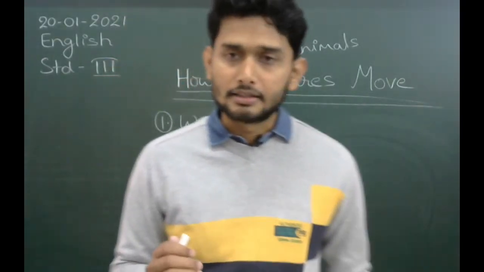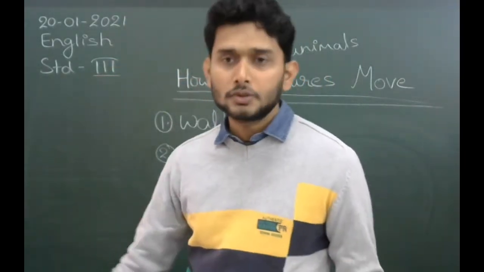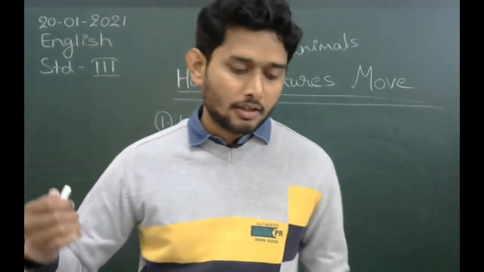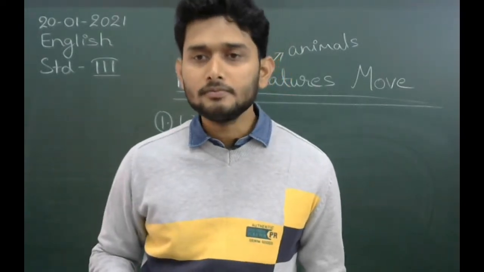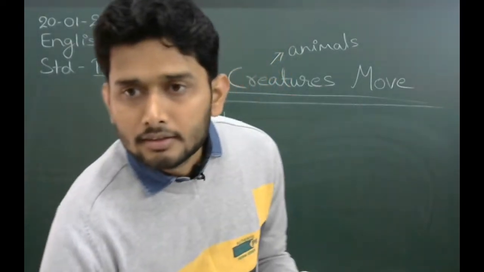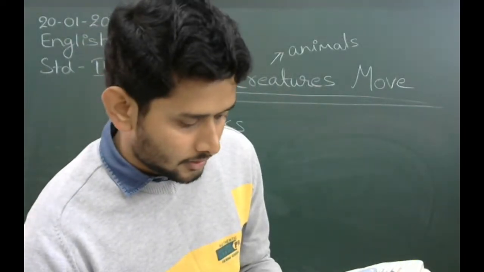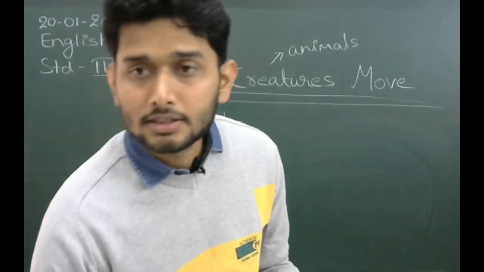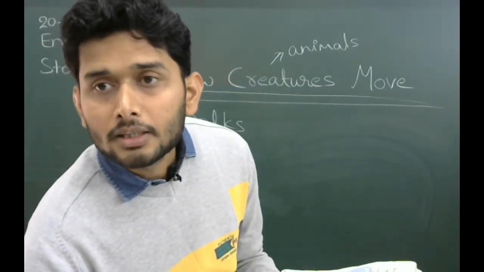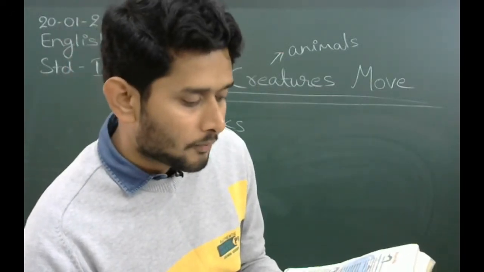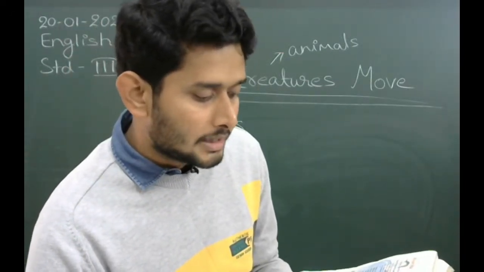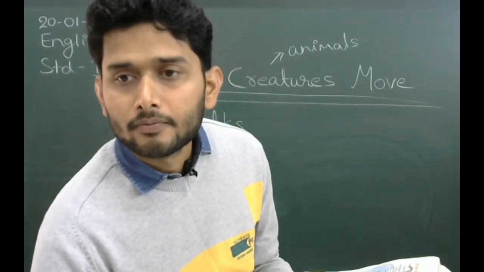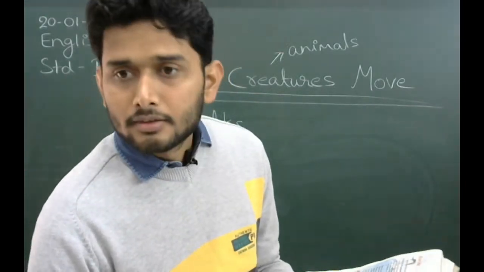Now come to the third line. Can you tell me in the third line, when flies can crawl straight up a wall? Try to find in the third line. Okay, so you have moved on to the seventh line, but I am talking about the third line. So in the first line we have walk, in the second line we have leaps, and in the third line, when flies can crawl straight up a wall. Okay, very good.